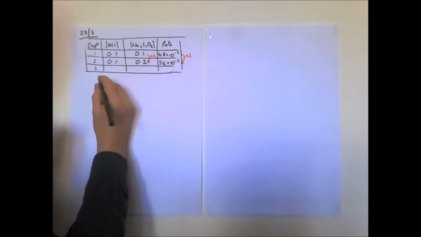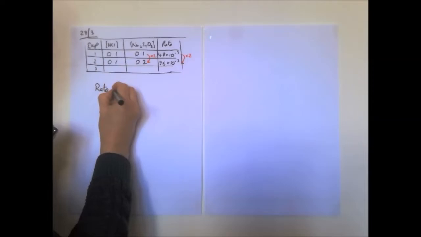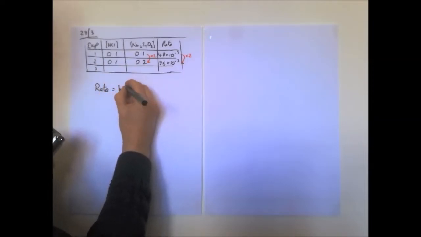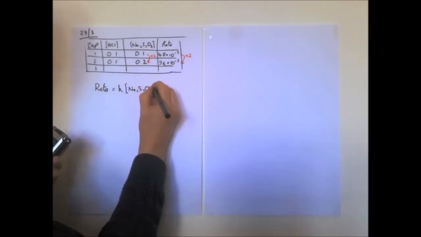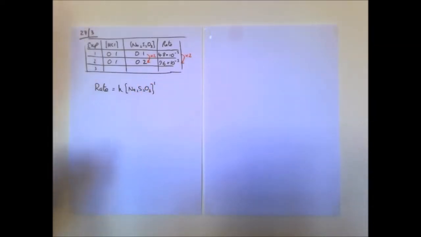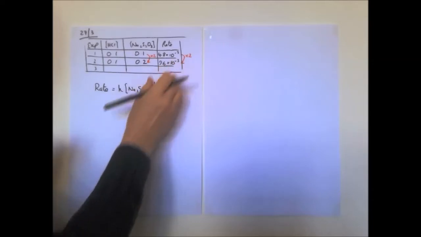So when I start to construct my rate equation, I know that there's a first order relationship between sodium thiosulfate and rate. Because this doubles, that doubles; this quadruples, that will quadruple. Everything I do to this has exactly the same effect on that.